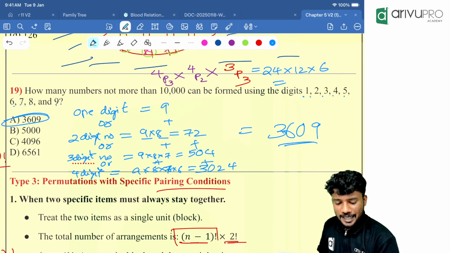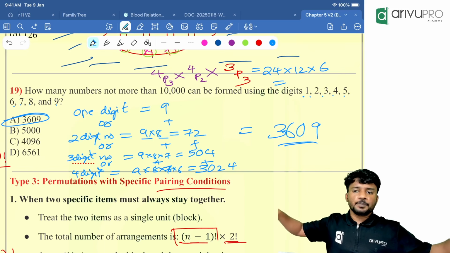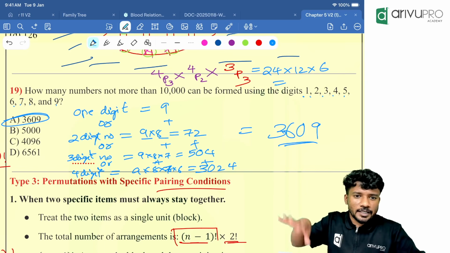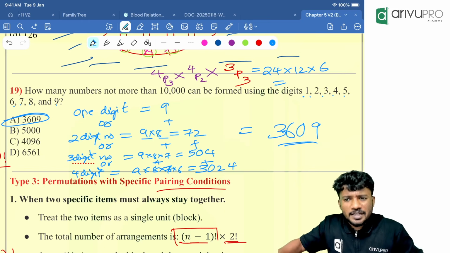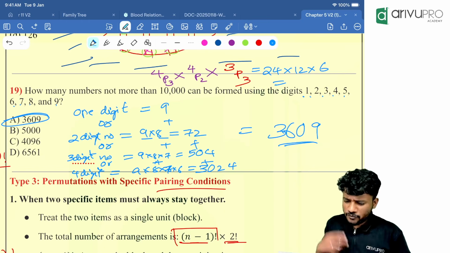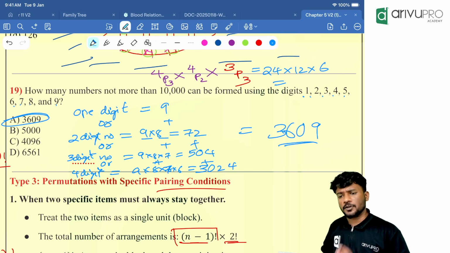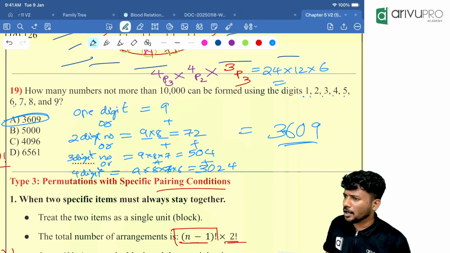That's all, people. These are the basics of permutation. I hope in some way it helped you. Every day we will revise one or the other chapter. If you want more questions from the same chapter, you inform me. I'll do it accordingly.